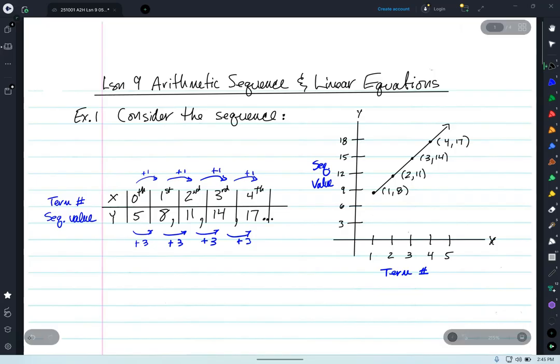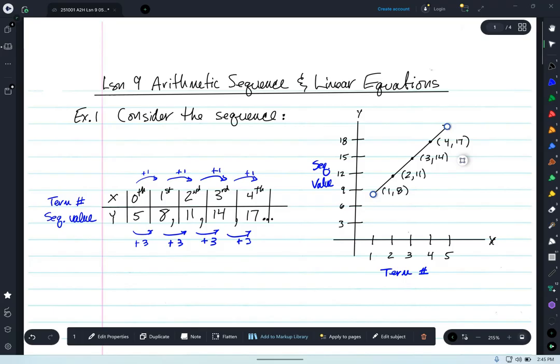Now, wait a second. You guys just said I could have a 0th term, right? So that means I can extend my line this way. And oh, look at that. It crosses the graph at kind of 5-ish. Can I have a -1 term? So how would I get a -1 term? What would the -1 term be?